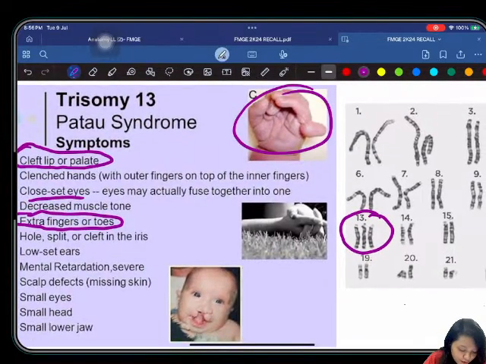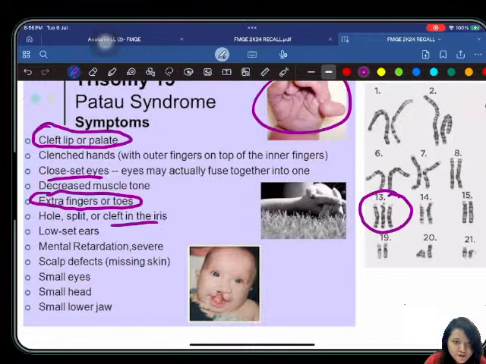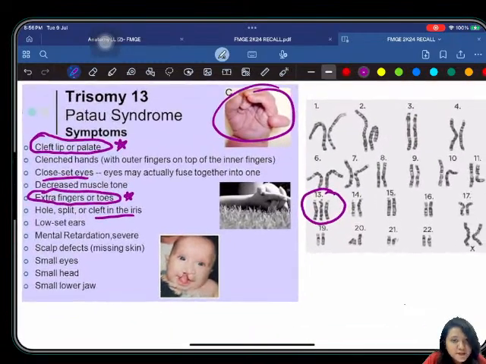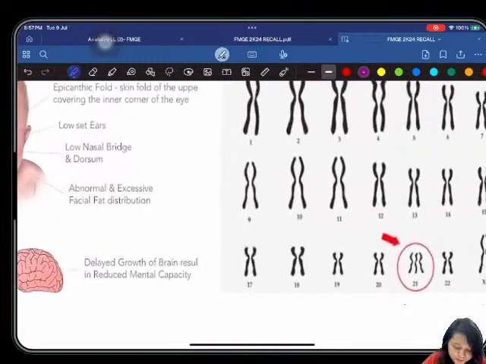You might have extra fingers or toes, and a hole, split or cleft in the iris as well. You might also have low set ears, mental retardation, scalp defects, missing skin, a small head, small eyes, and a small lower jaw. But important are cleft lip, cleft palate, and extra fingers and toes. So that is trisomy 13, that is your Patau syndrome. Next is your Down syndrome, that is trisomy 21. In 21 number you have trisomy.